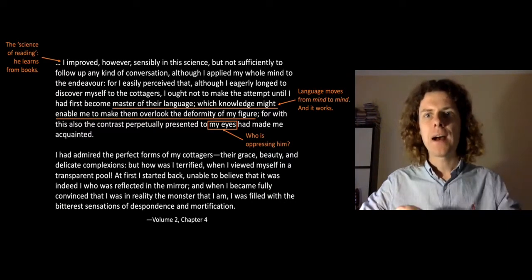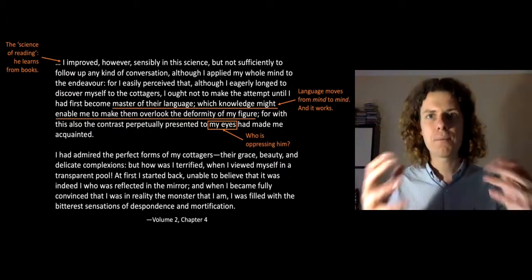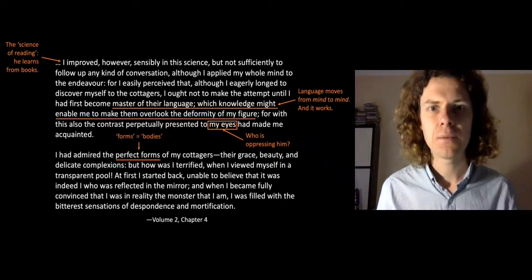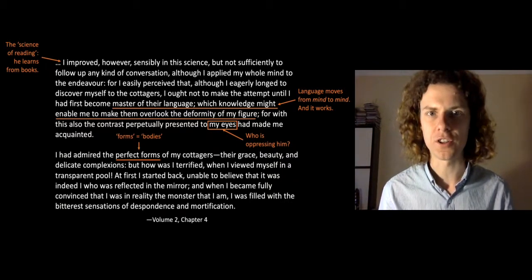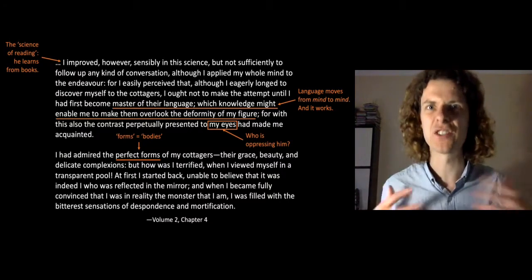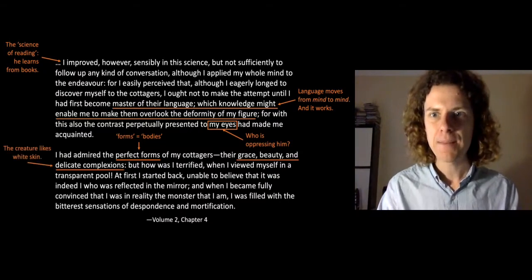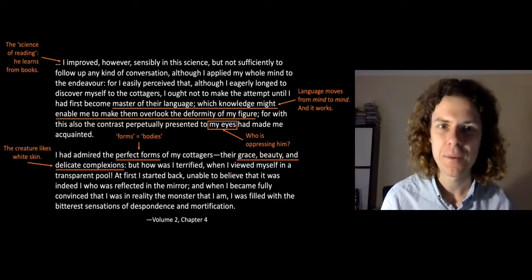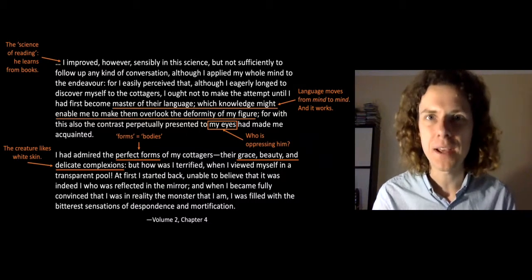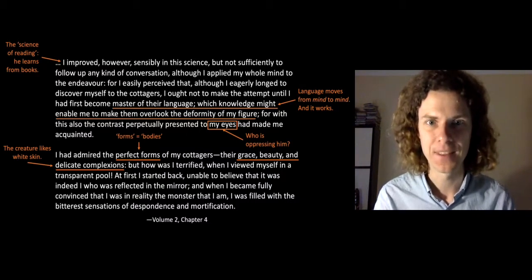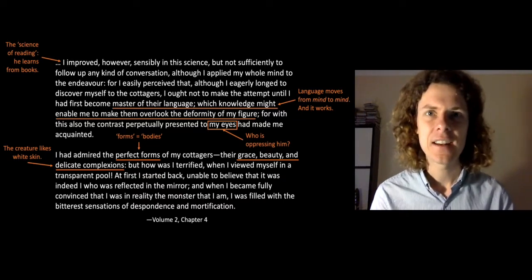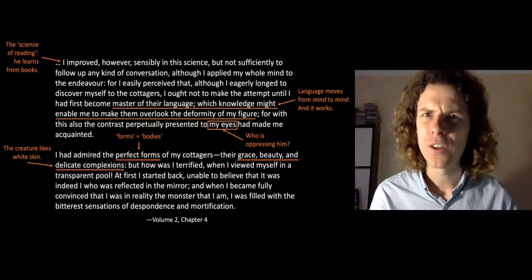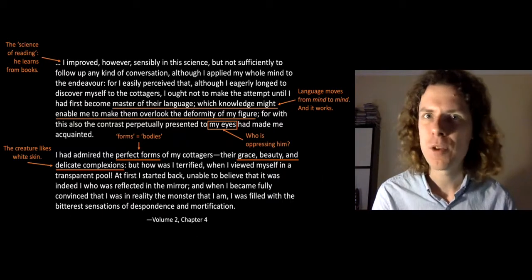So in the second paragraph, this idea of the creature oppressing himself with his own eyes is developed a little bit more. In the first case, he refers to the perfect forms of his cottagers, and by forms he means their bodies, their outward appearance, their structure, their form when you look at them. And he picks out their grace, beauty, and delicate complexions. Now, if you've read novels from this period, you'll know that a delicate complexion means white, unblemished skin. And this again comes back to the issue of who's oppressing the creature and how. Why has the creature learnt that white, unblemished skin is the most beautiful kind of skin?